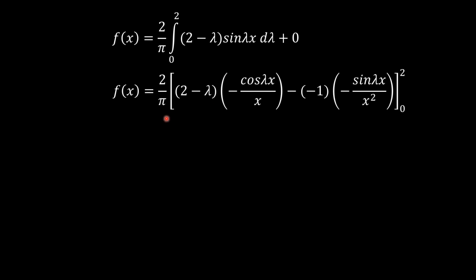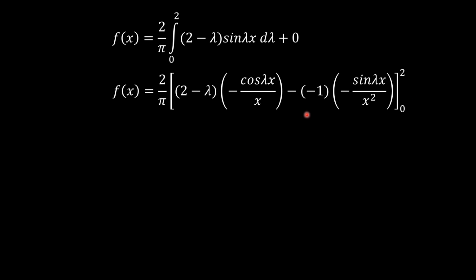Therefore the integration will be (2/π) [u, that is 2 − λ as it is, times the integration of sin(λx), which is −cos(λx)/x, minus sign to the second term, derivative of u, that is 2 − λ with respect to λ is −1, and the integration of cos(λx) is sin(λx)/x, so the denominator becomes x²]. If we evaluate further terms, the derivative of −1 will be 0, so no need to evaluate further terms. Limits are from 0 to 2.